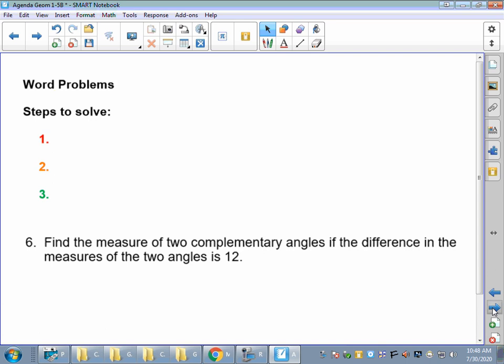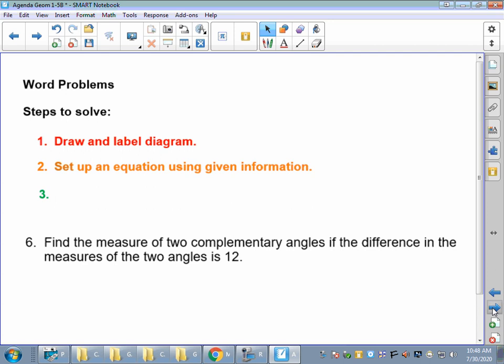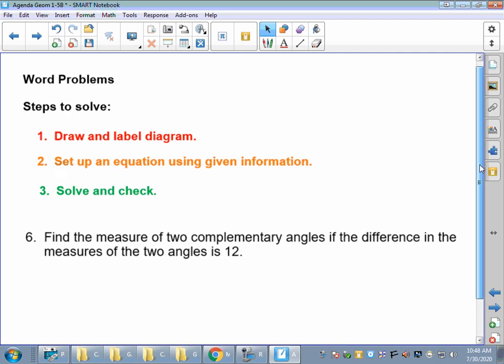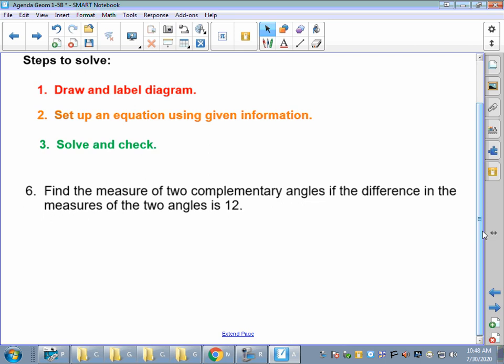Let's talk about word problems. We've got some steps to solve word problems. First thing that I'm going to ask you to do every single time is to draw and label your diagram. It's not like you haven't heard that before. The second thing I'm going to ask you to do is to set up an equation using your given information. And then obviously solve, and there is always a built-in double check. There's no excuse for you to get these wrong if you use the double check. So draw and label your diagram, set up your algebraic equation, and then solve and check.